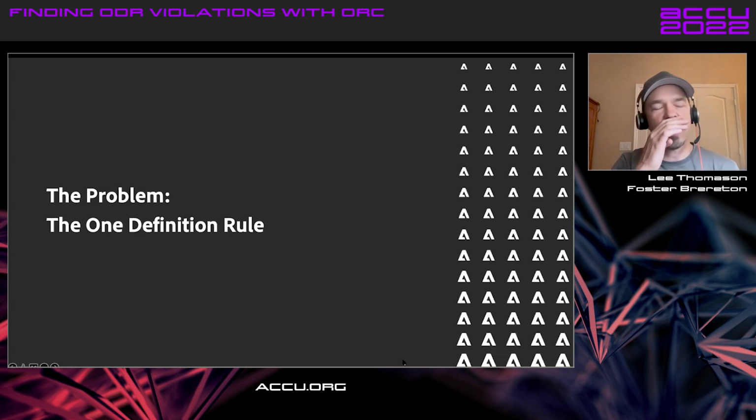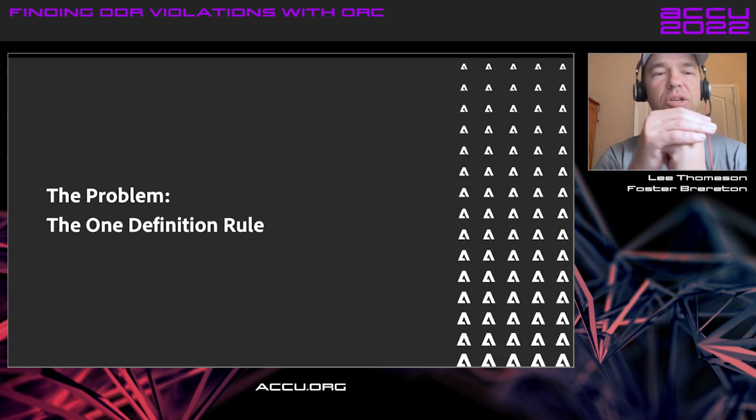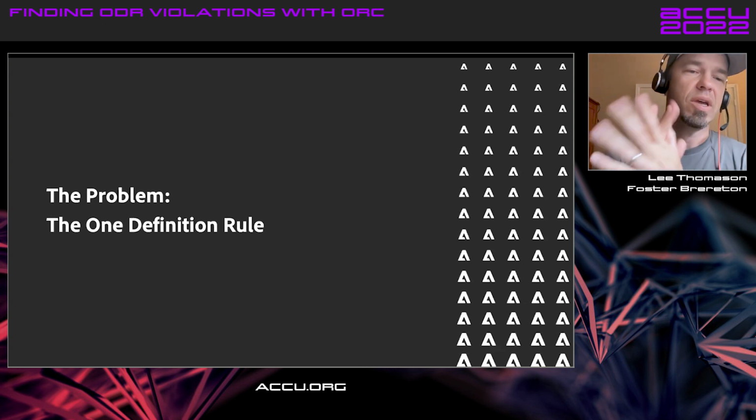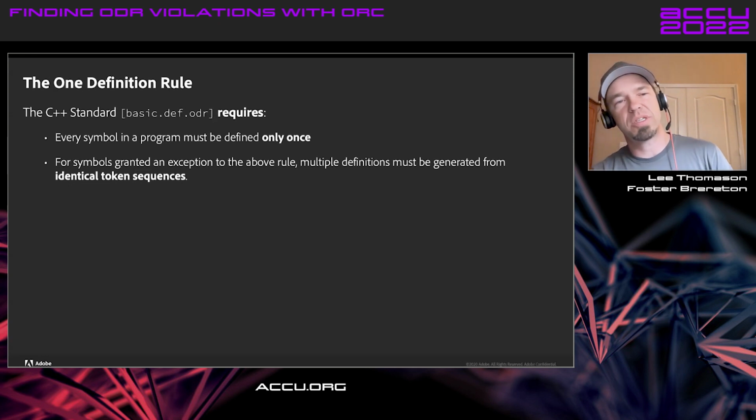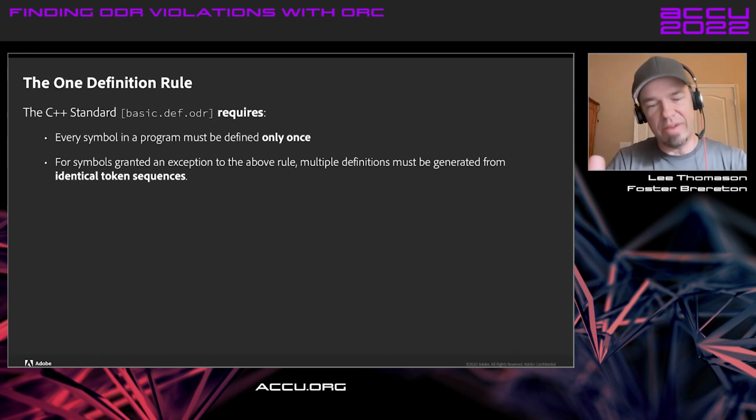All right, so the first thing that we need to talk about is the problem. The issue that we are addressing this afternoon is the one definition rule. The layman's definition, obviously there's going to be much more detail in the standard itself, is that the C++ standard requires that every symbol in your program, every function, every class, all the things that go into defining your program, must be defined once and only once.